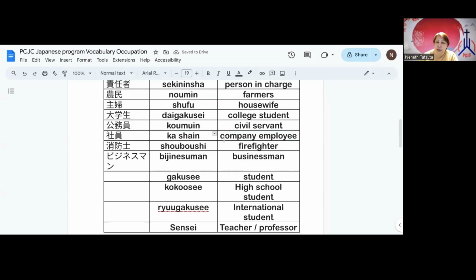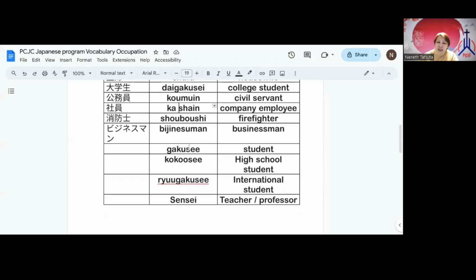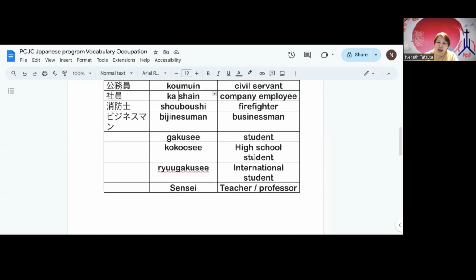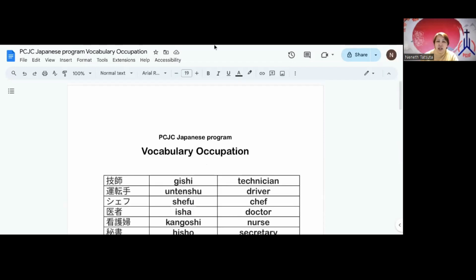Kaishain desu means company employee. Or if you're a businessman, watashi wa businessman desu. If you're a student, gakusei desu. If you're a high school student, kokosei desu. If you're an international student, ryugakusei desu. And if you're a teacher, I am a sensei desu. So I gave this to you. Please kindly check. So that's how you say your status.